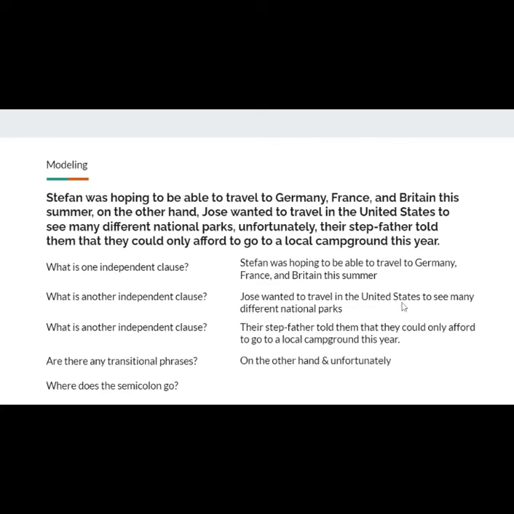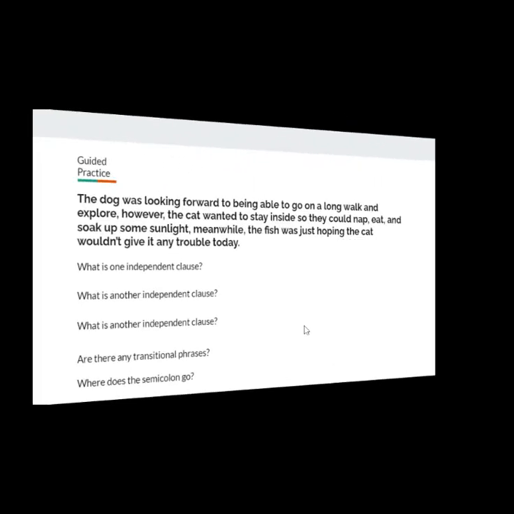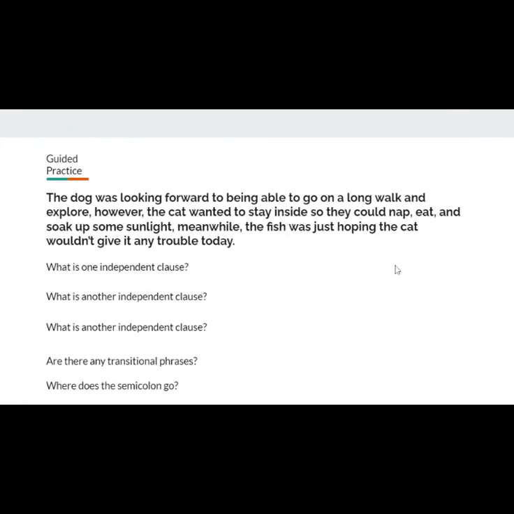Yes, there are two: on the other hand, and unfortunately. Where do the semicolons go? Right before both of the transitional phrases. All right, now you guys are going to do it. Here's a new sentence. You guys can read it.